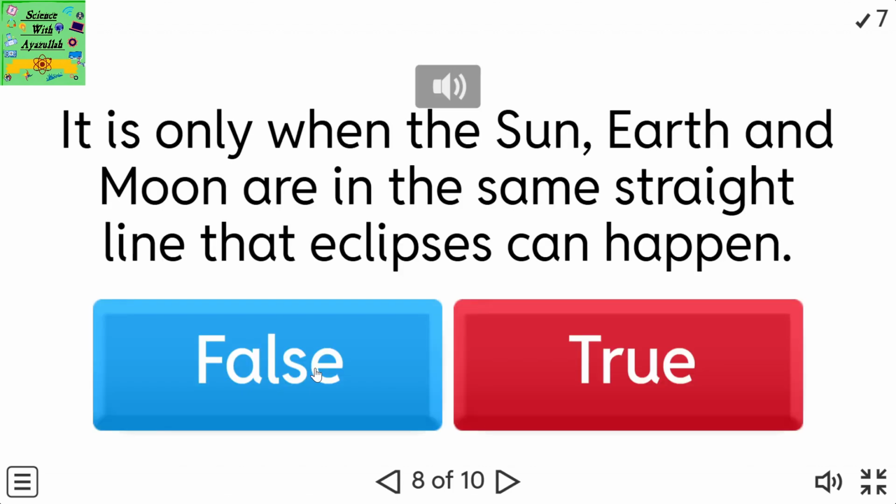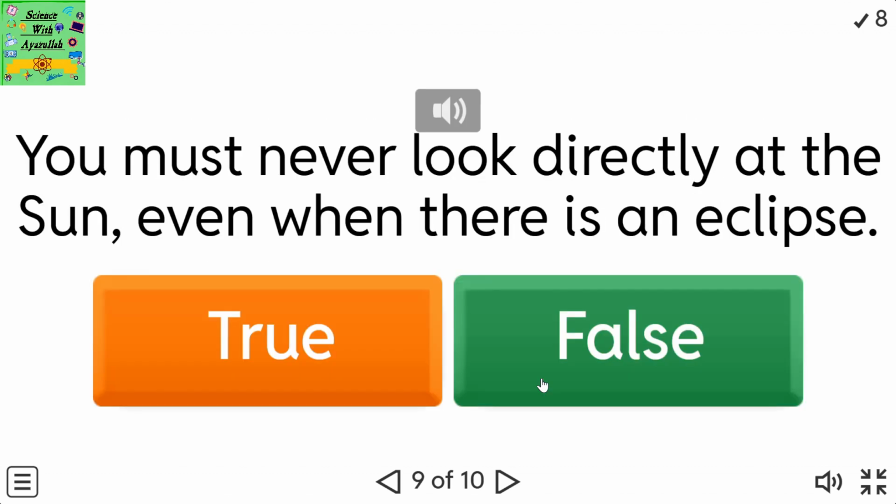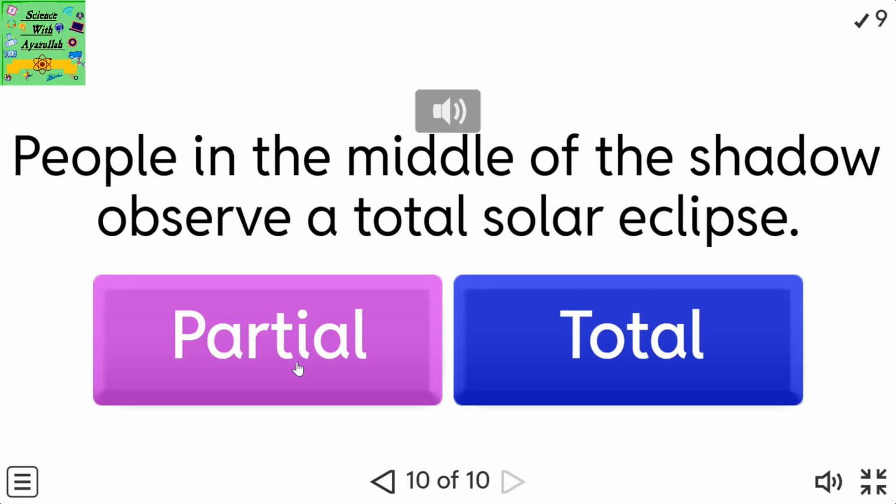It is only when the sun, Earth, and moon are in the same straight line that eclipses can happen. You must never look directly at the sun, even when there is an eclipse. People in the middle of the shadow observe a total solar eclipse.